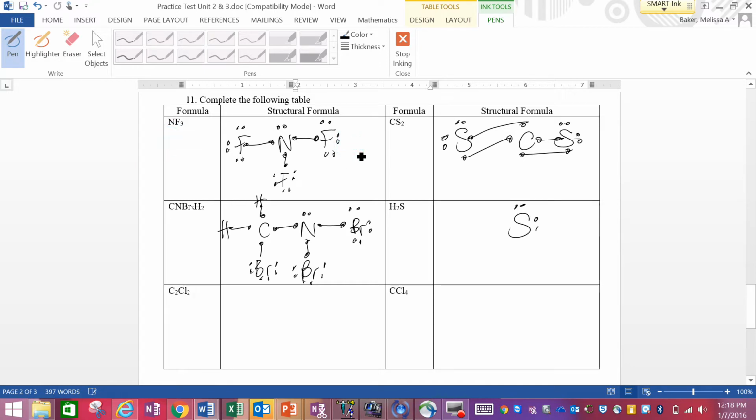H2S, that's kind of like H2O. Sulfur's got 6 valence electrons. So those 2 lonely ones form a bond with hydrogen.